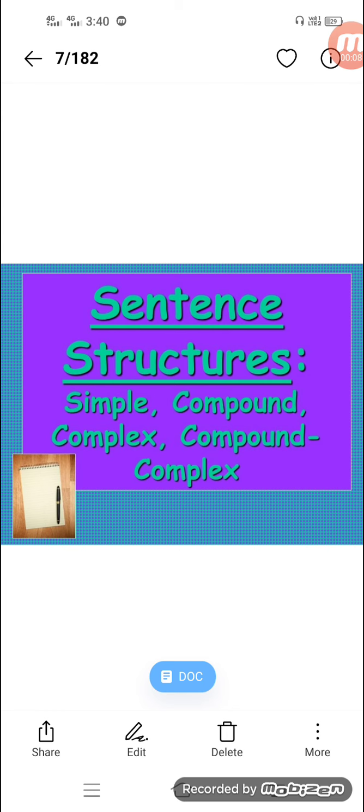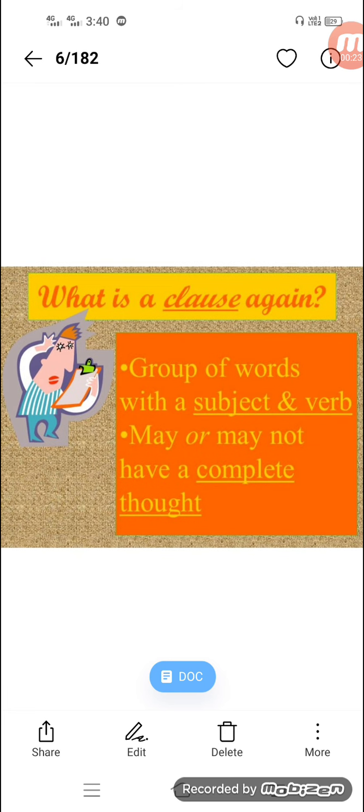Today I'm going to teach you the topic sentence structures: simple, compound, complex, and compound-complex. Okay, now let us see about the simple sentence. Before that, we need to learn some basics in this topic.